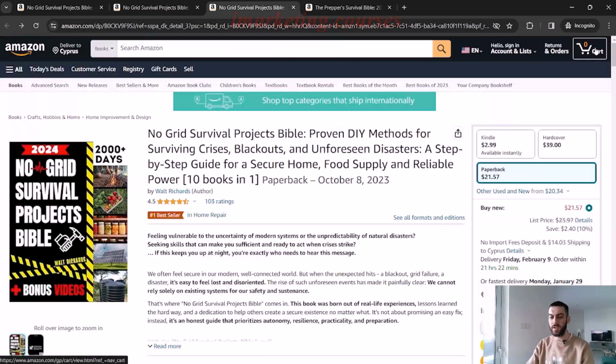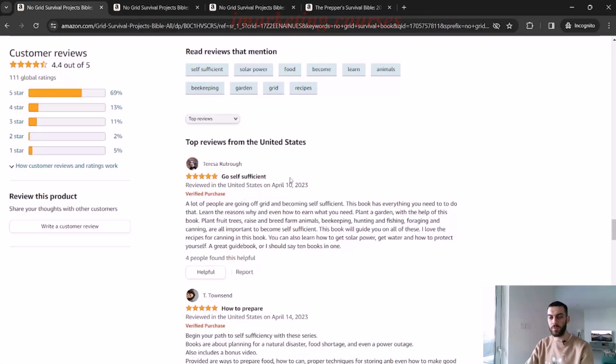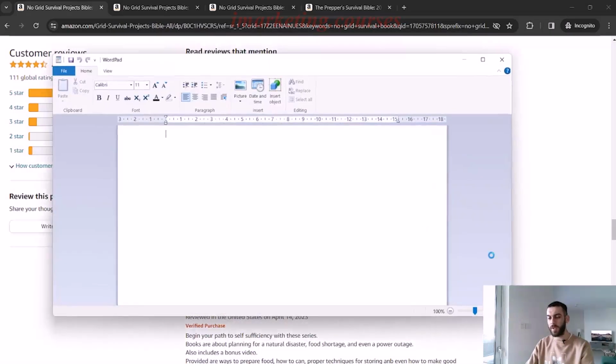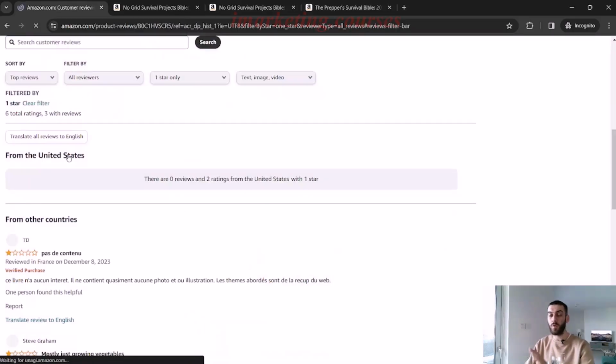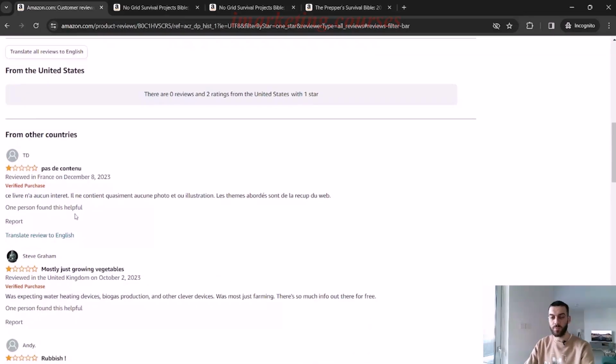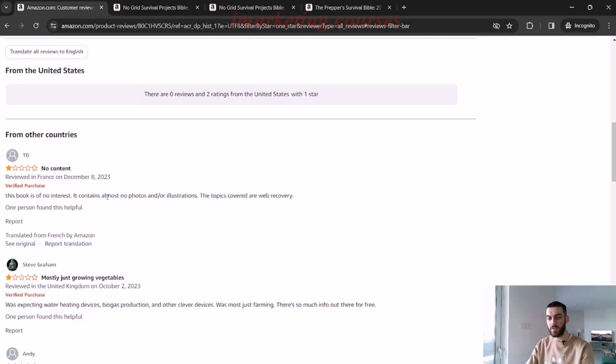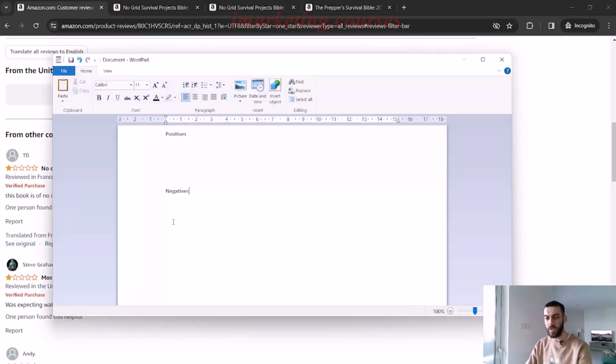Now once you look at the inside to get a feel of what your competitors are doing, then you can go to the reviews. Now you want to find the positives and the negatives of the reviews. So let me open up a WordPad document, and I'm going to write positives and I'm going to write negatives. First of all, I want to see the negatives because they're always super honest. This book is of no interest, contains almost no photos or illustrations. So I'm going to write in the negatives, no photos or illustrations.